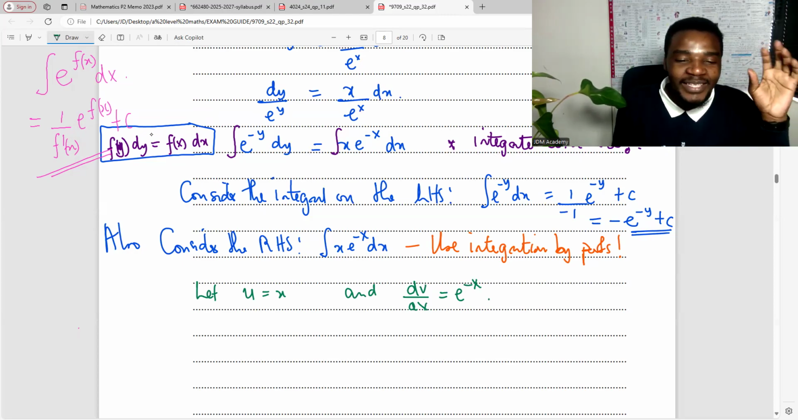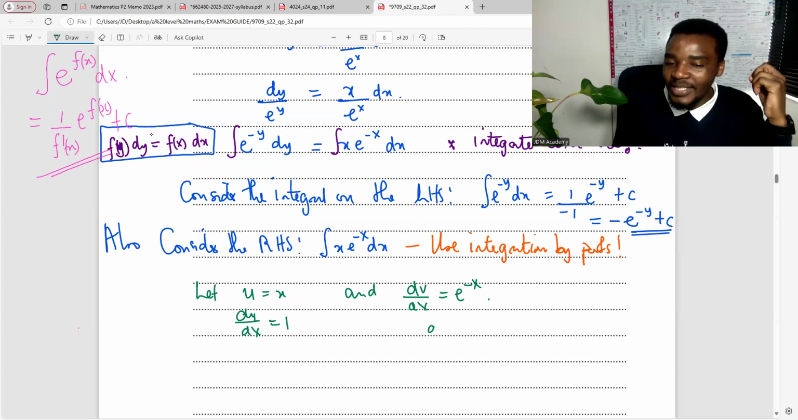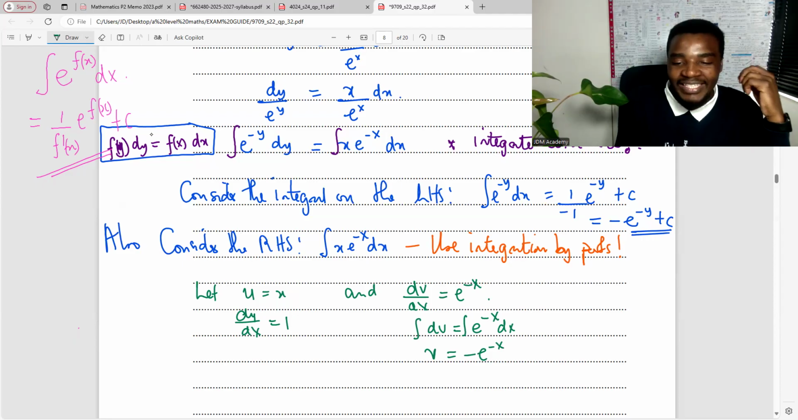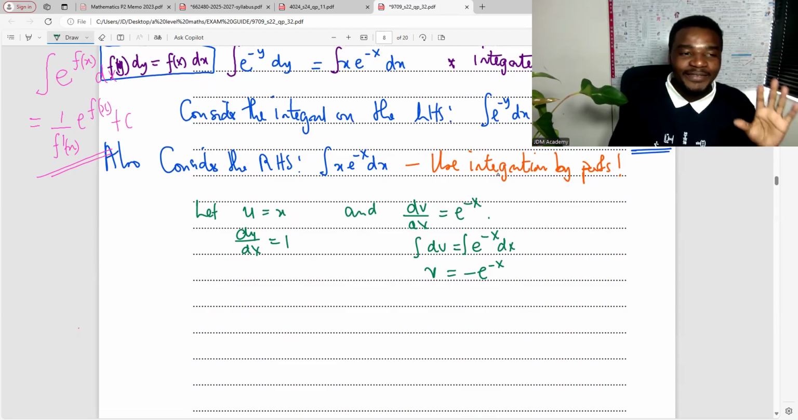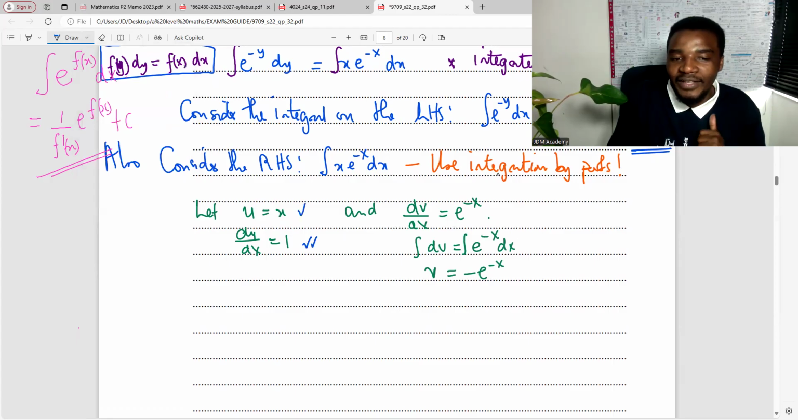From the one that we have let be u, we have to find du dx, and straight away du dx is 1. For the one that we have related to dv dx, we multiply both sides by dx, and we get that dv is equivalent to e to the power of minus x dx. The next thing, we have to integrate both sides. If you integrate both sides, you're going to see that v is equivalent to minus e to the power of minus x plus the constant of integration. Okay, so now we have the value of du dx, the value of u, the value of dv dx, and the value of v.